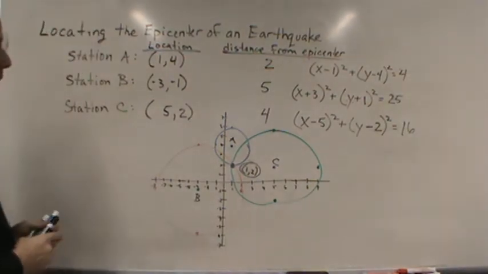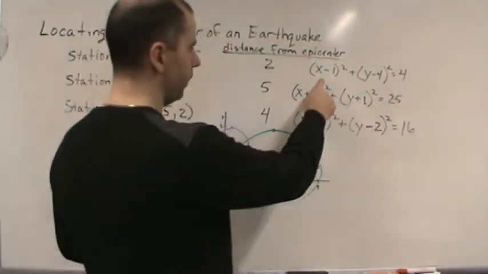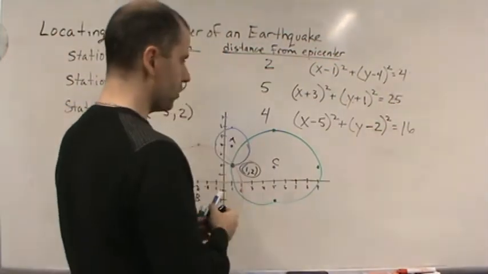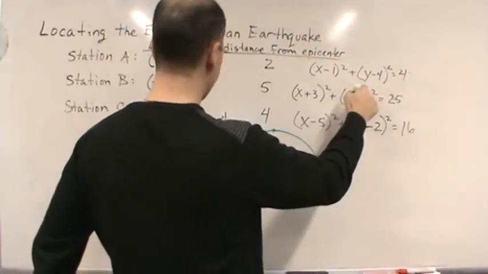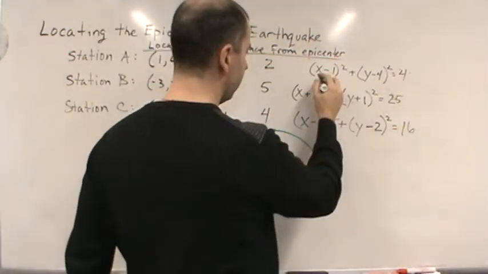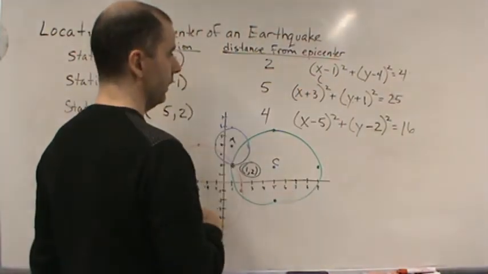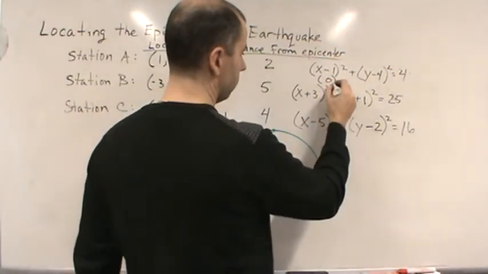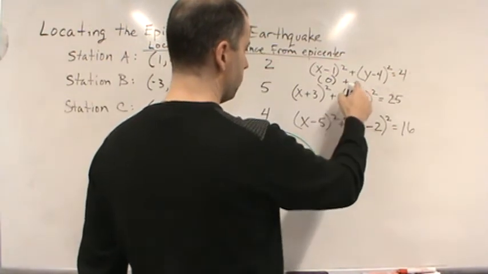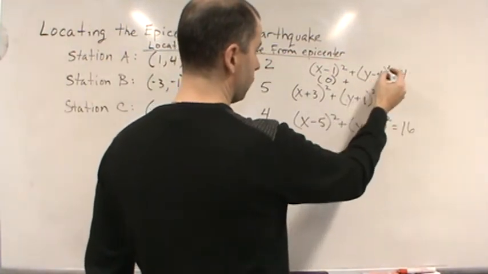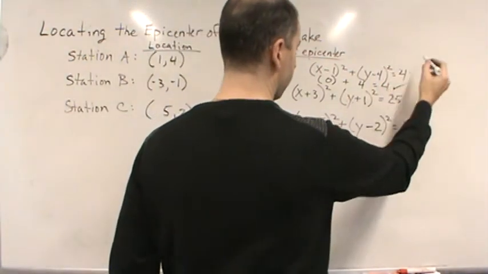And what we could do is plug this point, (1, 2), into each one of these. So let's do the first one. If we plug in 1 and 2 for x and y, we get what? 1 minus 1 is 0, and 0 squared is 0. And then we get 2 minus 4, which is negative 2 squared, which is 4, and we get 4 equals 4. And so it checks.